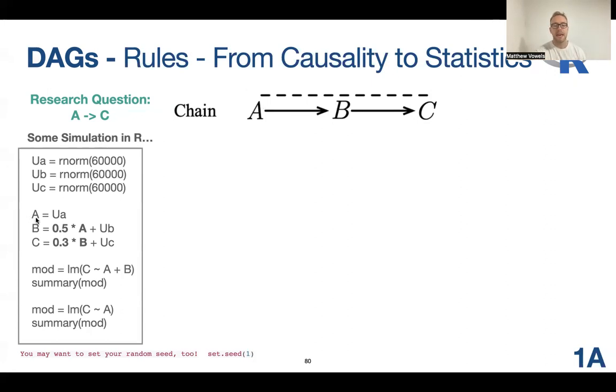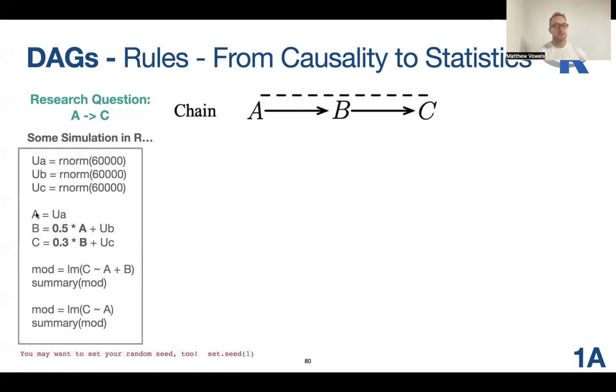So we're going to find that A equals UA, because A has no other parents other than its own exogenous noise. I'm going to pretend that that function is the identity function, that there's nothing else going on. I'm going to say that B is a linear function of A, so 0.5 times A plus its own exogenous noise UB. And then C is a linear function of B, 0.3 times B plus its own exogenous noise UC. And so that actually is the full data generating process. I'm pretending that I know that.